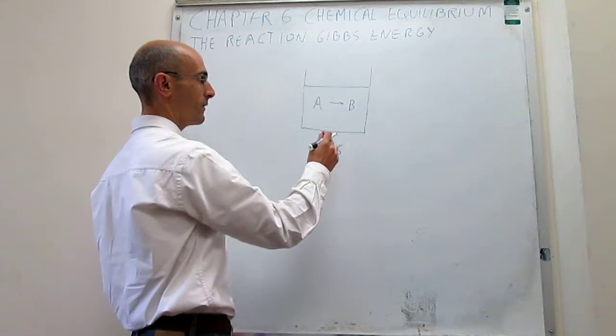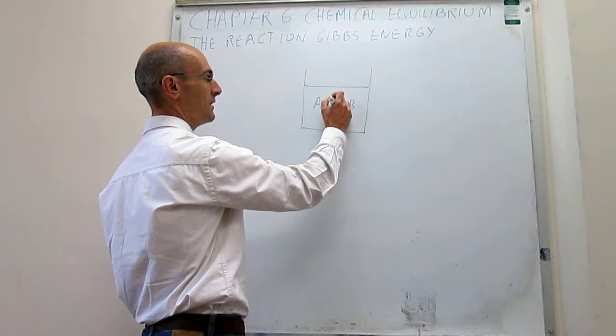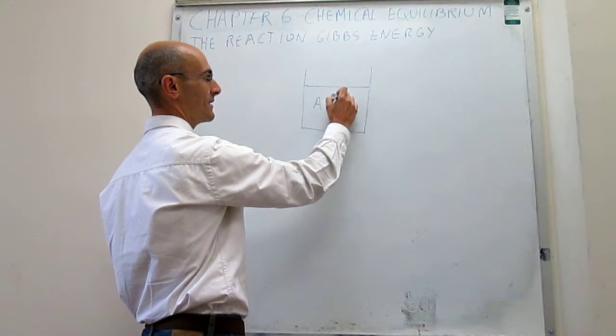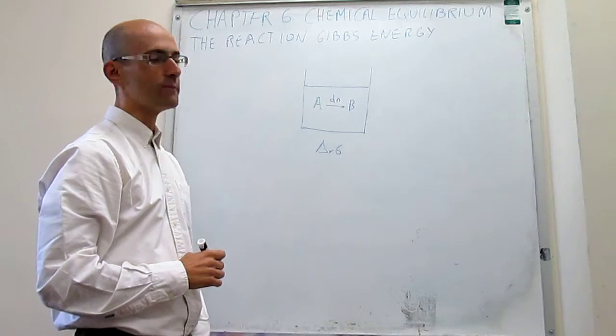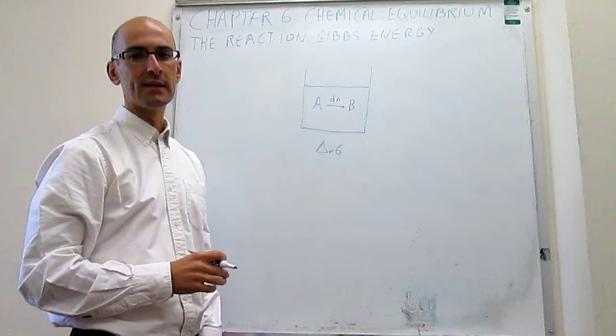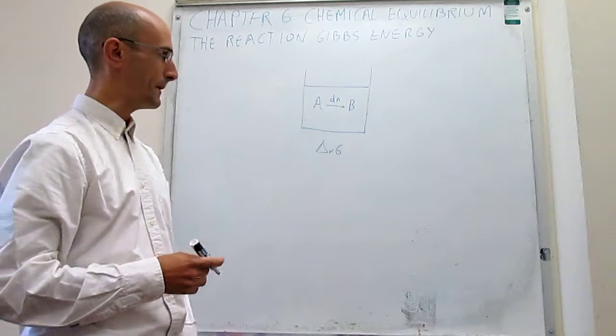Well, we know that the process that we're going to study is as follows. First, you have A going to B, and then we're going to assume that a tiny little bit of A, a differential of n moles, is going to turn from A into B. The question is, how does the Gibbs energy change upon that transformation of A into B?